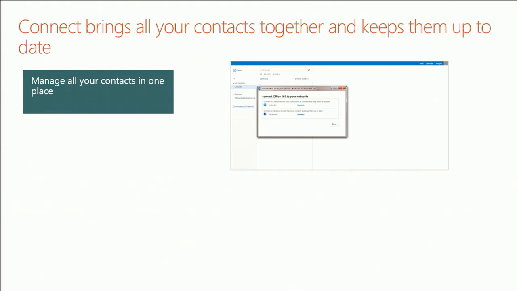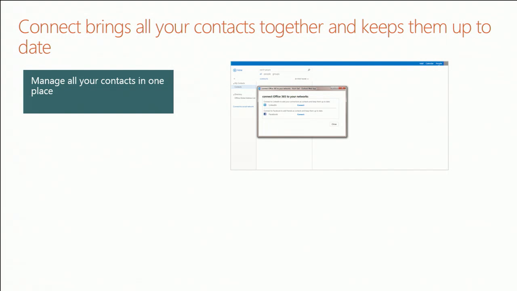So to address these problems, we introduced a feature called Connect. What does Connect let me do? With Connect, you can manage all your contact information in one place. Once you connect, you can download information that has been updated on Facebook and LinkedIn, and information such as your email addresses, your phone numbers, any other contact information, down to your Office 365 service.